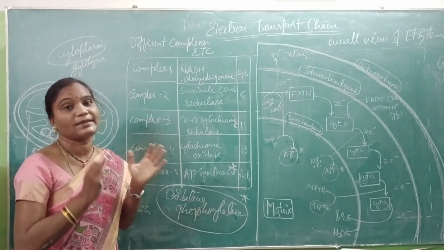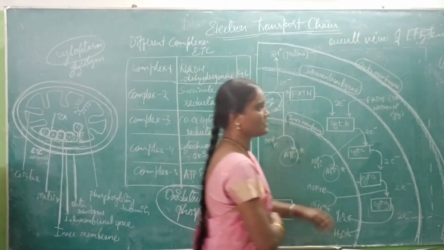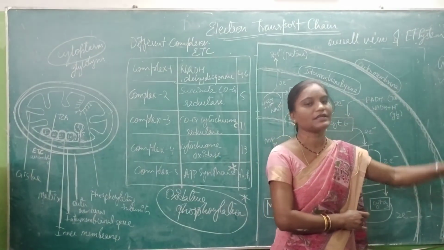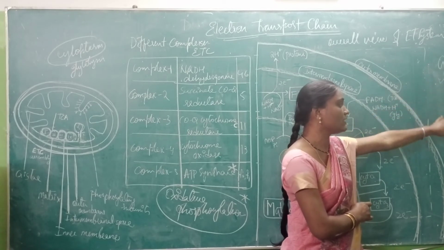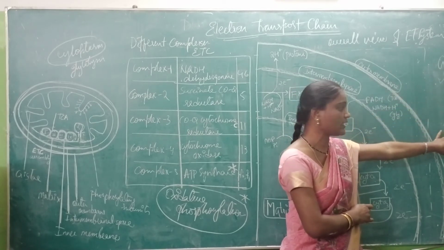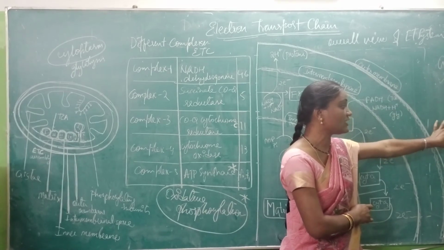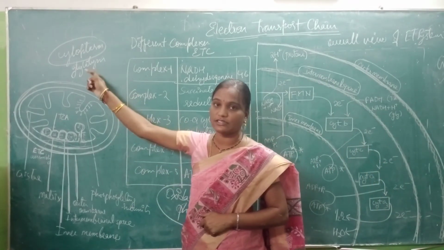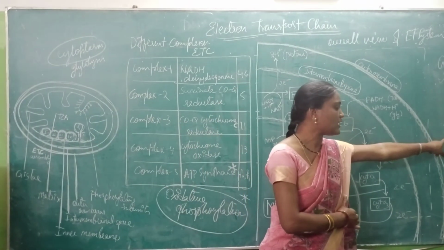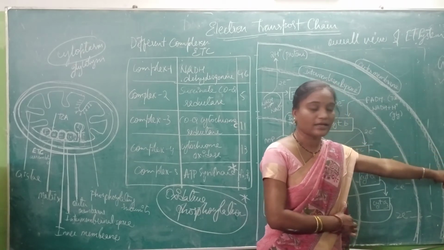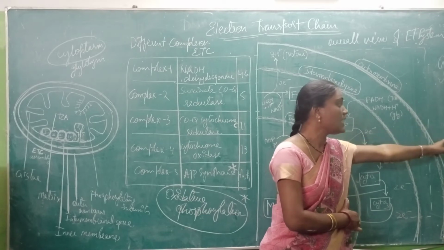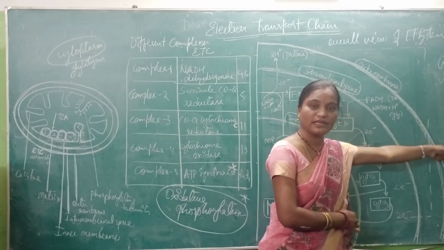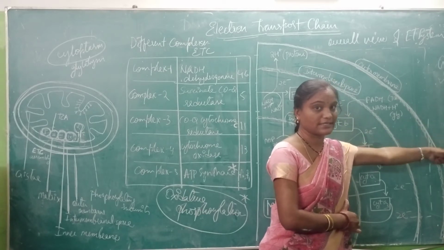This is a 6-step process. Once again I am repeating, in glycolysis, glucose, the end product of glycolysis is pyruvic acid. This takes place in your cytoplasm. So this pyruvic acid will convert into acetyl-CoA. Then here one more NADH and H plus ion are released. So this is the second step.